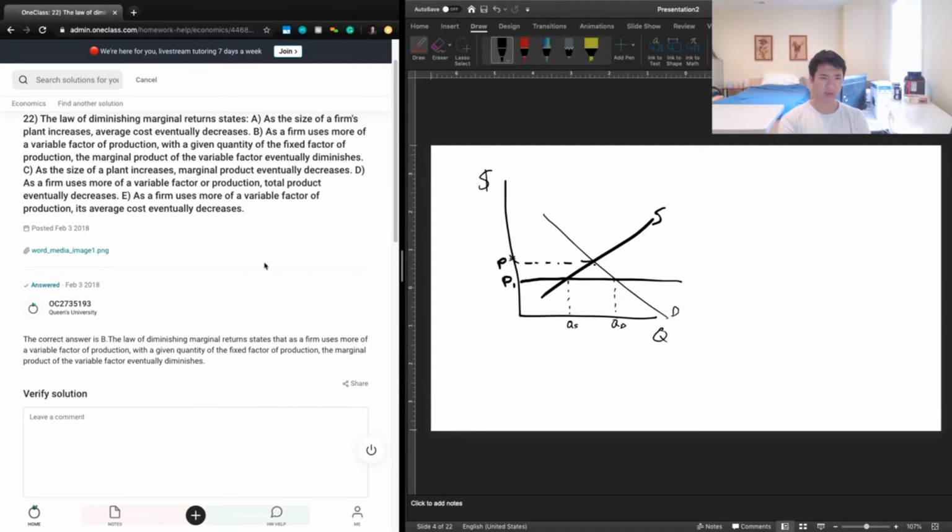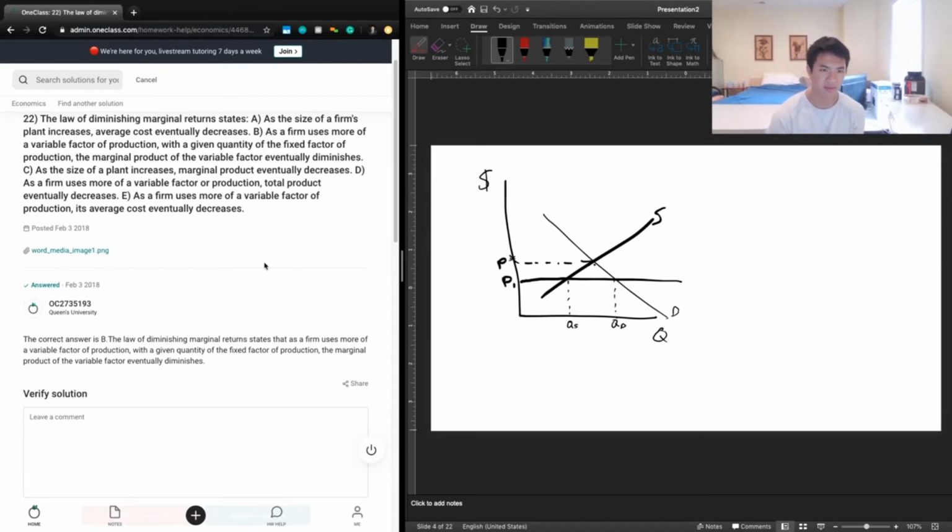B says as a firm uses more of a variable factor of production with a given quantity of the fixed factor of production, the marginal product of the variable factor eventually diminishes. And this is a much better answer because, again, it's a very broad category of things. It uses any variable factor of production, not just a plant's size. And the key thing here is the idea that the marginal product of the variable factor eventually diminishes.